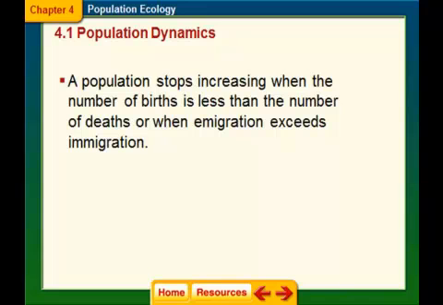So the number of births is equal to the number of deaths, and our population is going to kind of level off. If we have animals that can move, it's going to be when emigration exceeds immigration. Okay? So the people moving out are going to exceed the number of organisms moving in. And we don't see that too often with other animals. We see that with human population more.